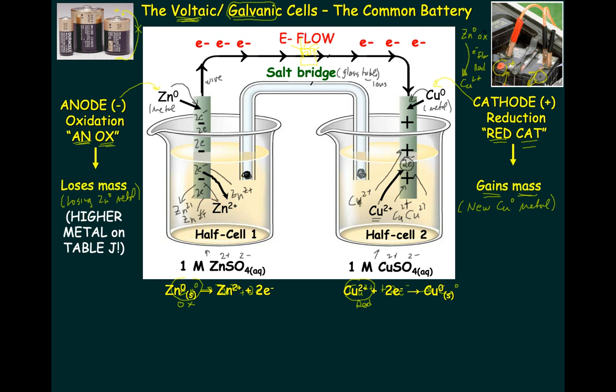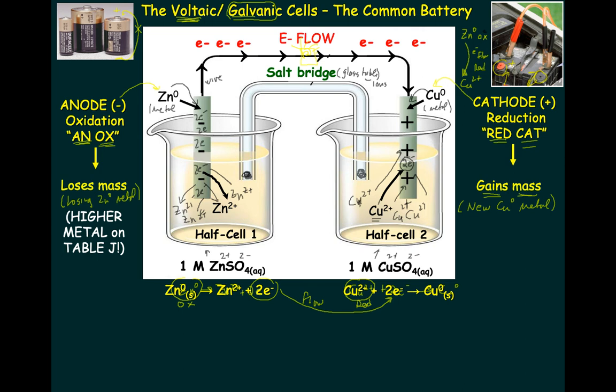You have your half reactions down here: zinc 0 goes to zinc 2 plus and 2 electrons. And again, these are the same 2 electrons that are gained here. So that's your flow from one end to the other. Here's your oxidation, here's your reduction.